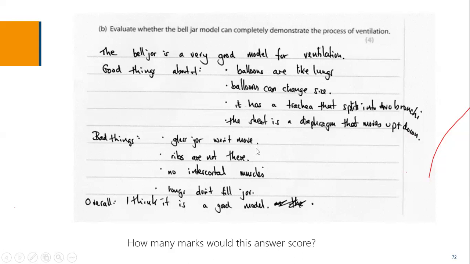But then it goes on to say the glass jar won't move. There are no ribs, no intercostal muscles. And then he makes a comment that it's a good model. So this gets four marks.